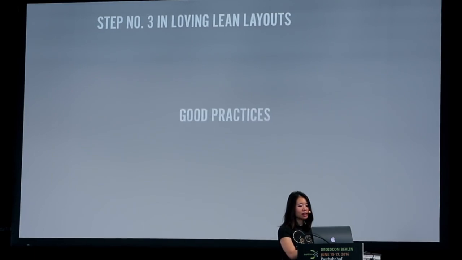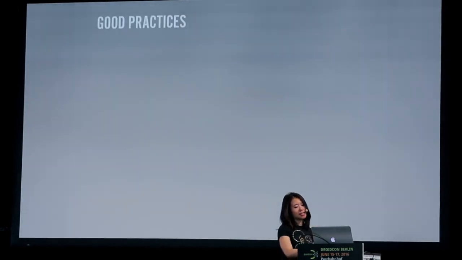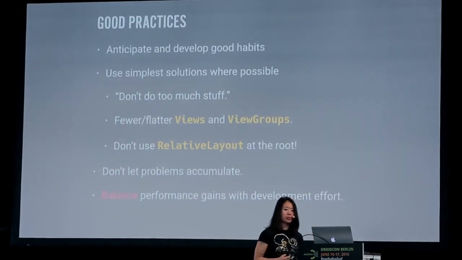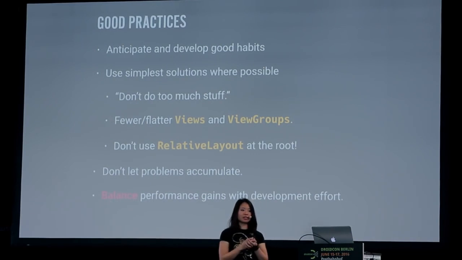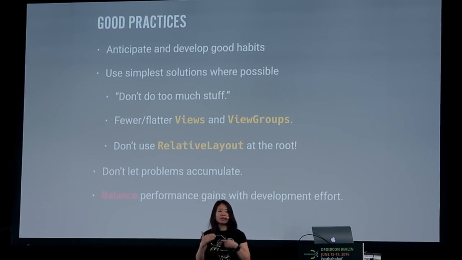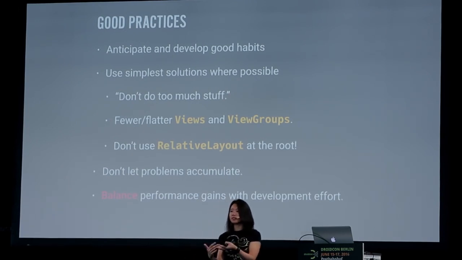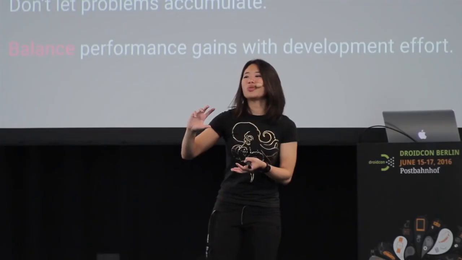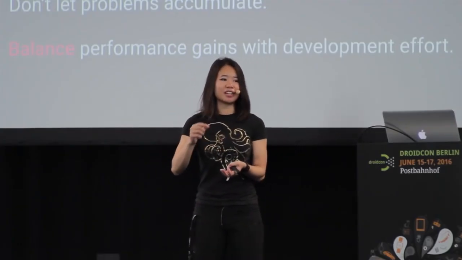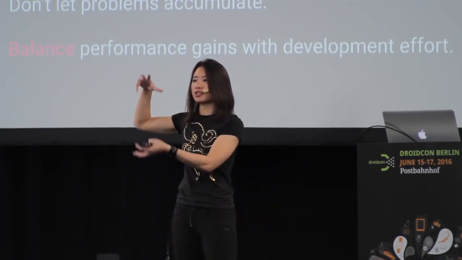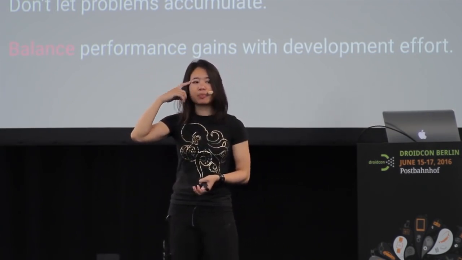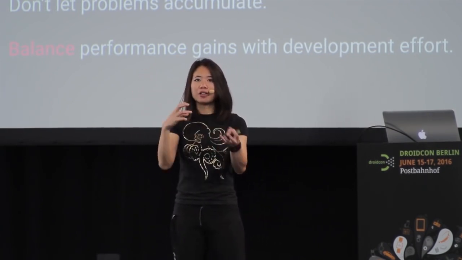All right, so good practices. In general, when it comes to lean layouts, you have to anticipate and develop good habits. What I mean is that as we build our applications and different UIs and different interfaces and different interactions, you start learning what doesn't work for you and what does. And if you're doing a certain kind of structure or style, you might start to remember certain layouts and certain paradigms that work for you.